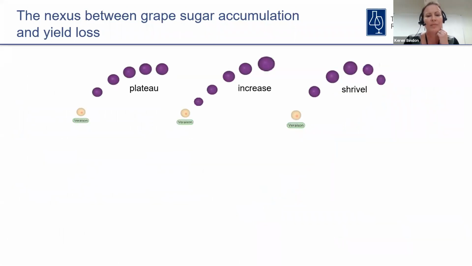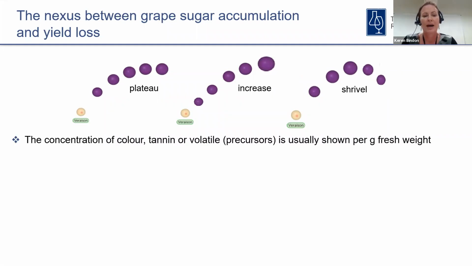If we look at a theoretical change in grape berry size over ripening, at the point when commercial harvest is reached, that berry may have plateaued in its size, it may still be increasing in size, or it may have entered a shrivel phase. But what we want to talk about here is the justification for extending hang time. So what we would expect to see is that the concentration of colour, tannin, or volatile precursors to important aroma compounds, which will end up in the wine, will be changing over the course of that ripening period.